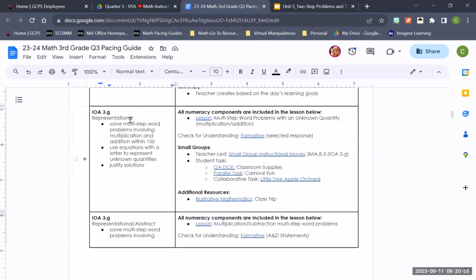Then our pacing shifts to working with multiplication and division while including addition and subtraction. Remember, the left column will guide your instruction with regards to learning targets, models to use, manipulatives to reference, and the learning progression for these IOAs.